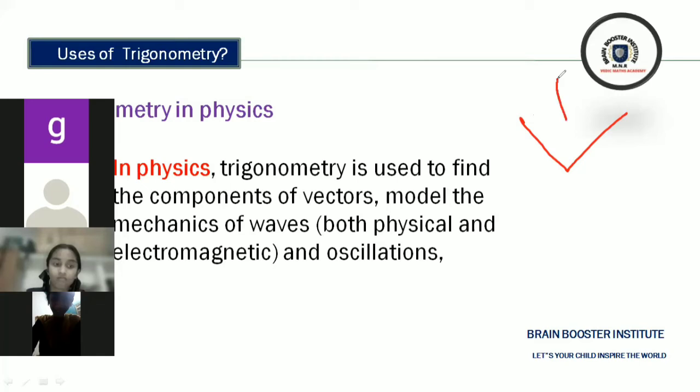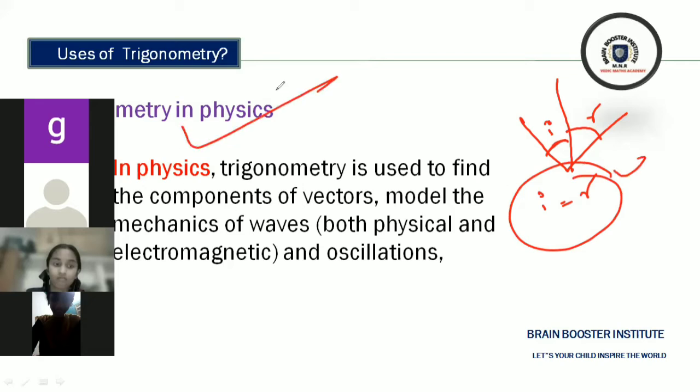What is this, children? It is the normal. The angle between the incident ray and the normal is I. The angle between the normal and the reflected ray is R, isn't it? So I is equal to R, children. Got it. This can be proved by trigonometry also. So you can ask your physical science teacher, children.